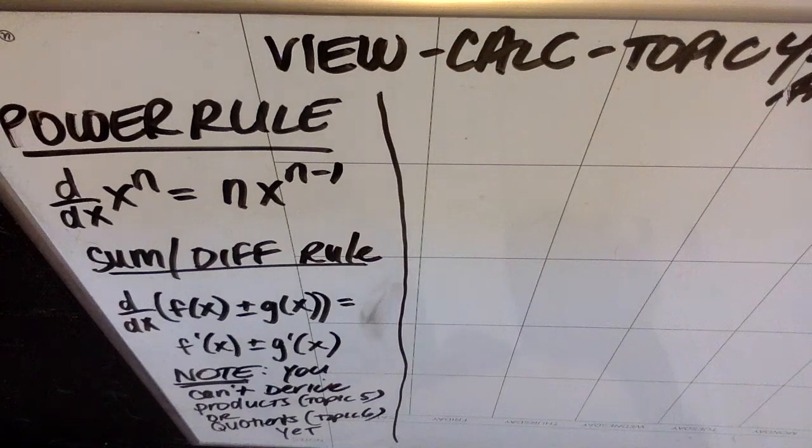This is VU Calculus. We're doing topic four, which is the power rule and sum and difference rules. So in topic three, we spent a lot of time doing the derivative the long way, quote unquote, using the difference quotient and the limit definition of a derivative. And you probably hated it because everybody always does.